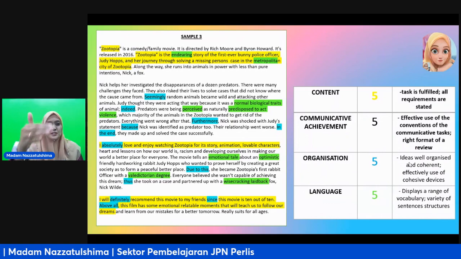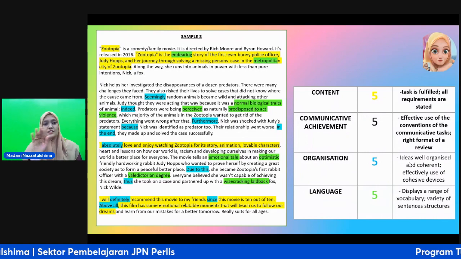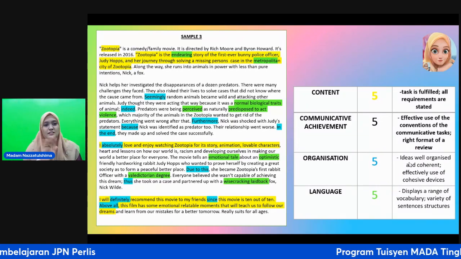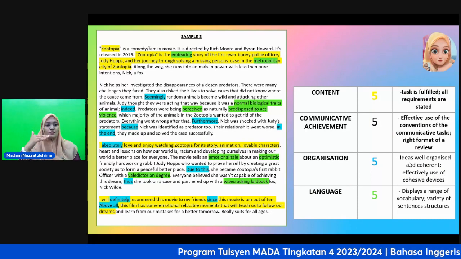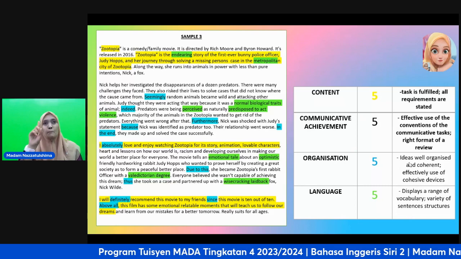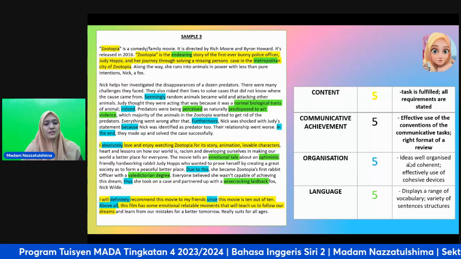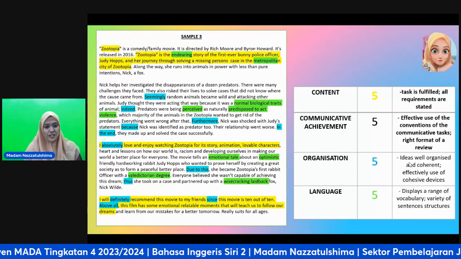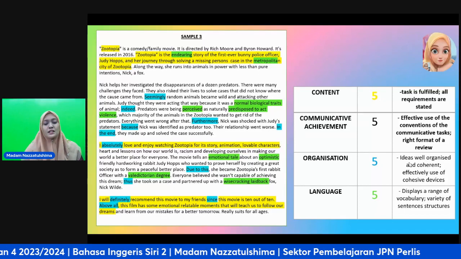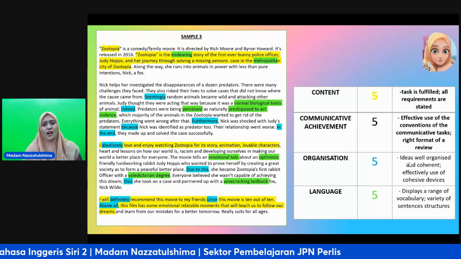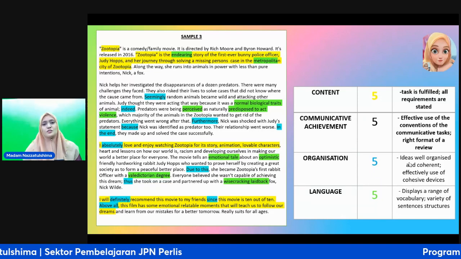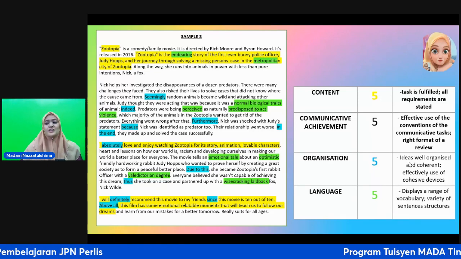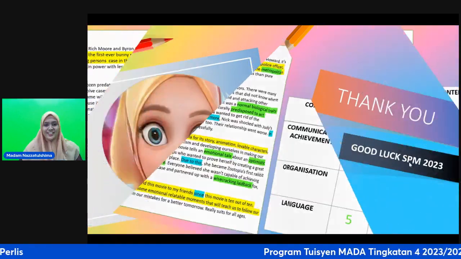As you can see, the first paragraph is about general information, the title and the director. And then the second paragraph is the synopsis about the story. It's only 1 paragraph. The third paragraph is about what you like about the movie. The last one is the recommendation, which has quite a lot of information there. So that is why this type of essay is very good.